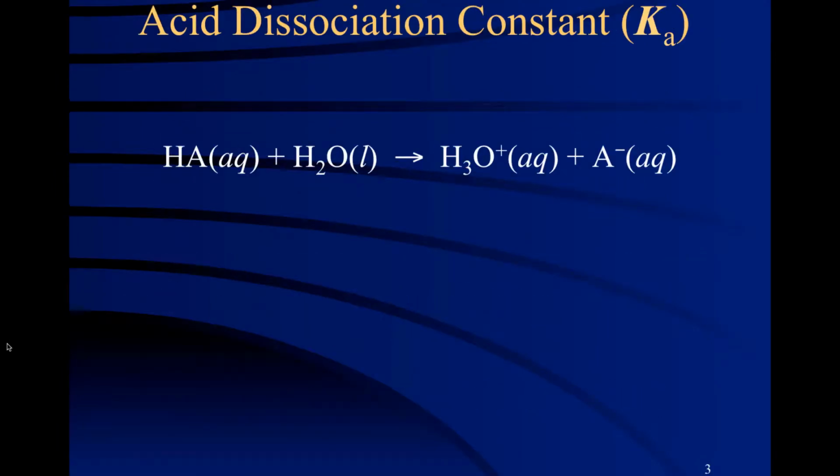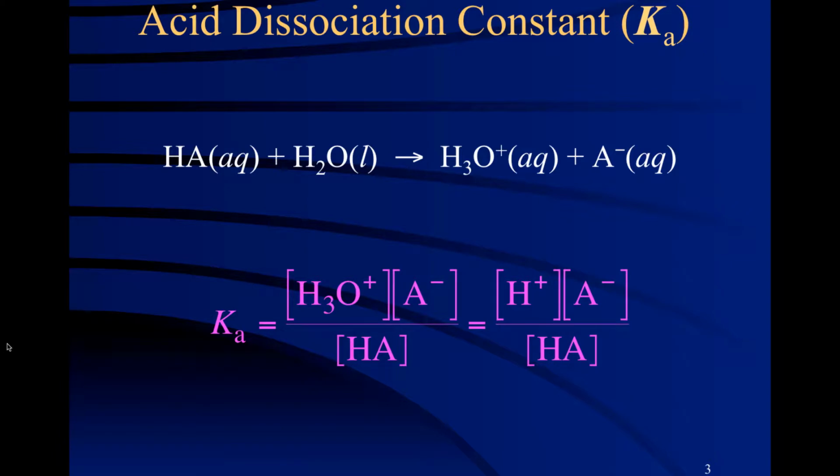We can write a K for almost anything. We can also write a K for when an acid gives off a hydrogen ion. Notice we don't include the water. Why is that? Because water is a pure liquid, and we would never include it. But we can write a Ka expression.